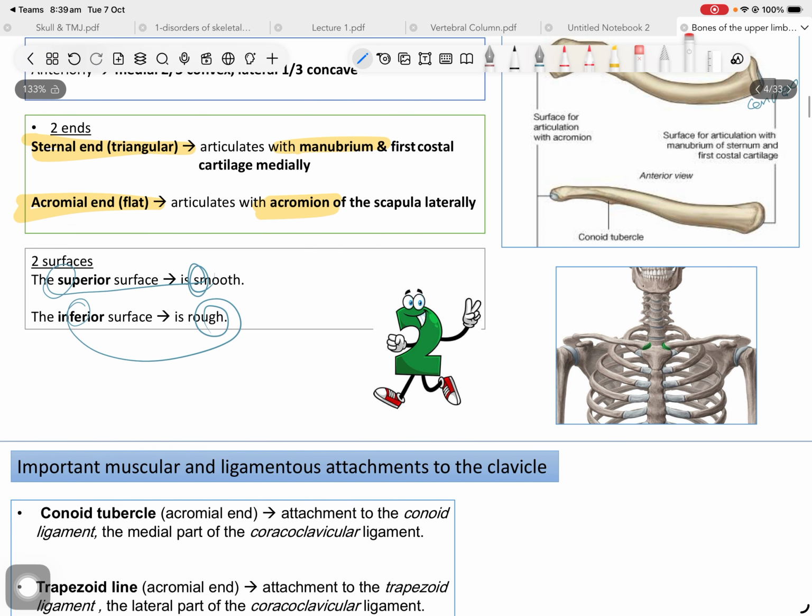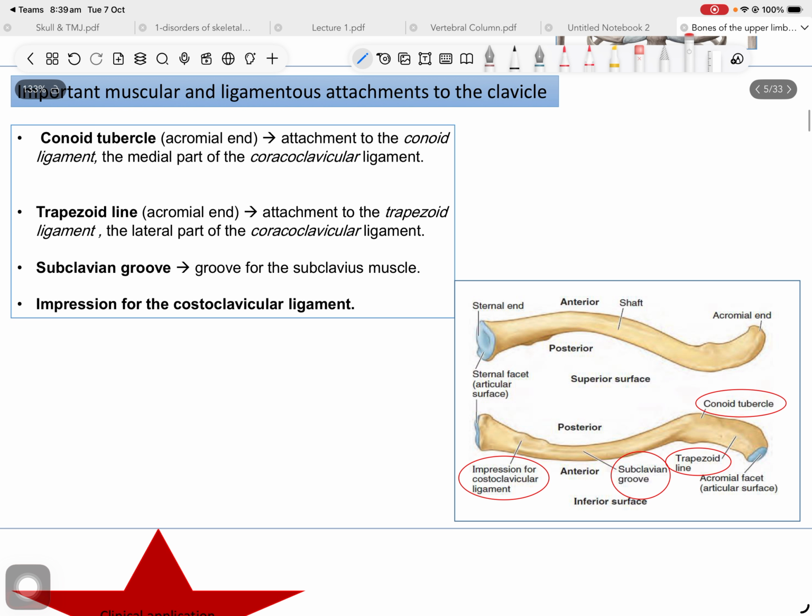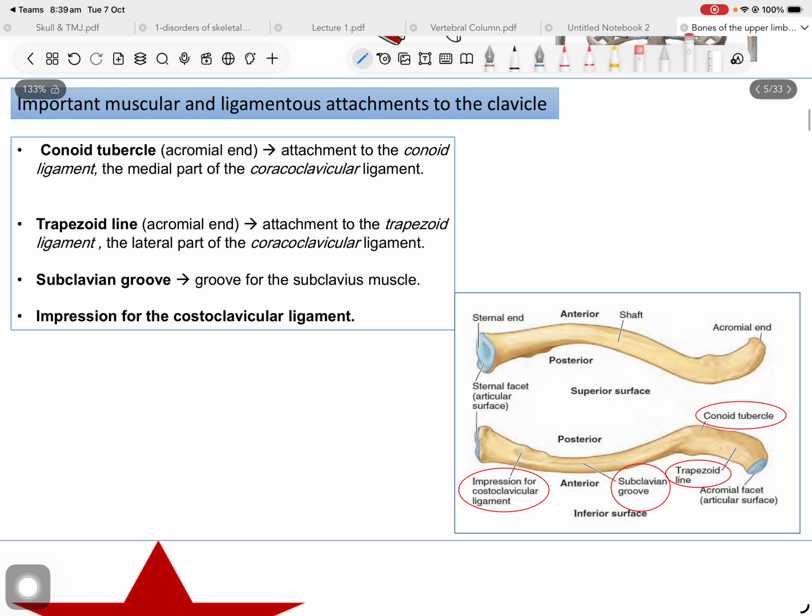So back to the inferior surface, we said it is a rough surface because it is a site of attachment of different structures. What are these structures? Starting from the lateral side, so this is the acromial end. As you can see, it is a flat end. So this is the lateral side. This triangular end is the sternal end. So this is the medial side. I will start from the lateral side here.